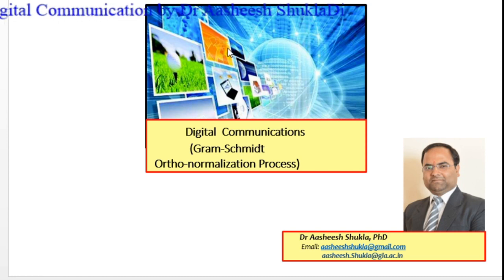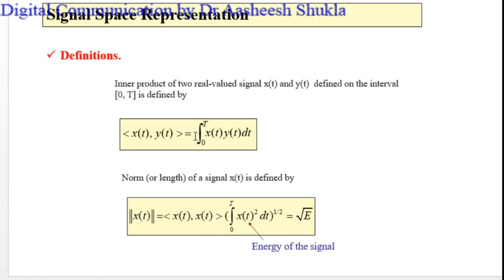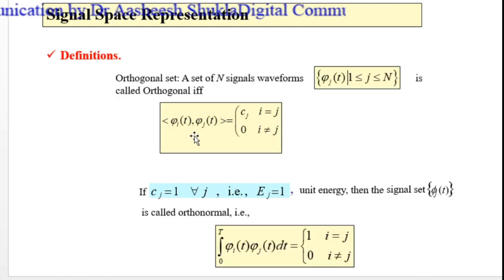We have already seen a few concepts related to the Gram-Schmidt orthogonalization process. We have seen that our signal can be represented as a vector. What is the inner product? What is the norm? And then what is orthogonality and what is orthonormality?